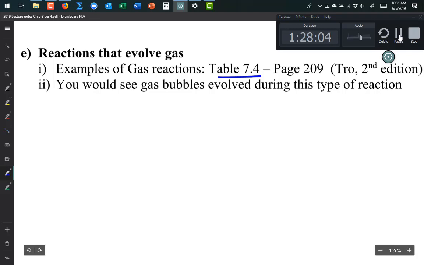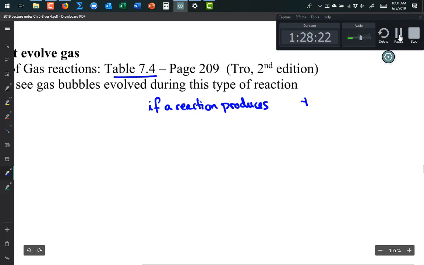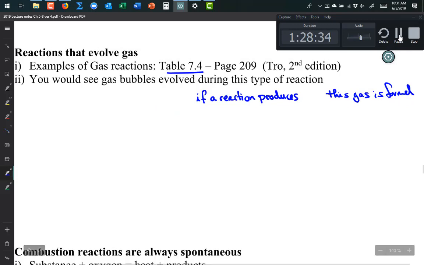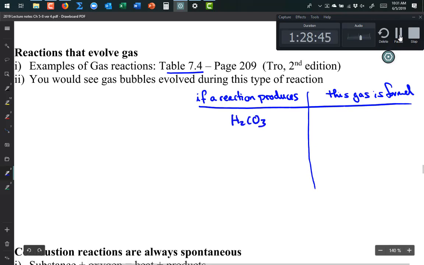Okay, so here we go. If a reaction produces, okay, if a reaction produces this, this gas is formed. That's kind of like the headers of the table. Okay. So the reaction produces H2CO3. The reaction will form, right, CO2 gas. And it happens by the decomposition of the H2CO3.